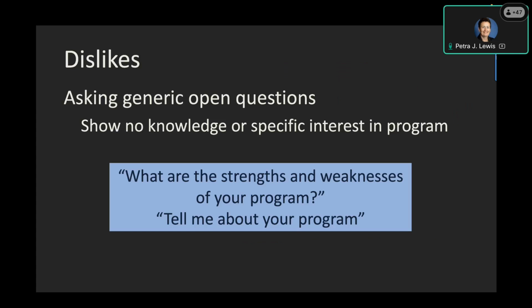When you've done your background research, take notes, have your notepad there. It's fine. Look and say, oh, I was doing some research about your program and I came up with these questions, and just go into them.